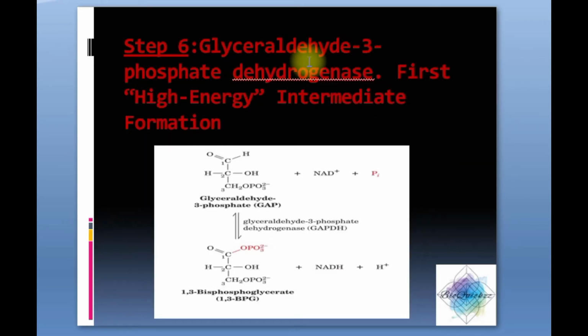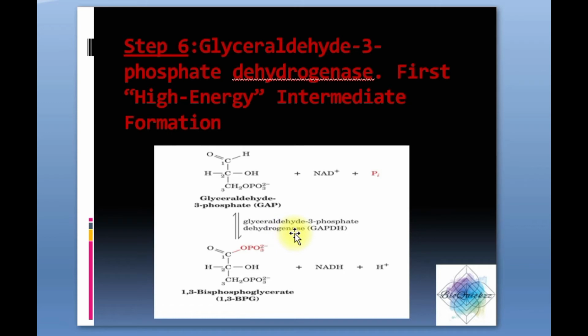Step number 6, glyceraldehyde 3-phosphate dehydrogenase, first high energy intermediate. Here glyceraldehyde 3-phosphate is converted to 1,3-bisphosphoglycerate, which is known as 1,3-BPG. Here we require NAD plus and an inorganic phosphate. The enzyme used here is glyceraldehyde 3-phosphate dehydrogenase, which is also known as GAPDH, and the products are 1,3-bisphosphoglycerate and NADH and H plus.